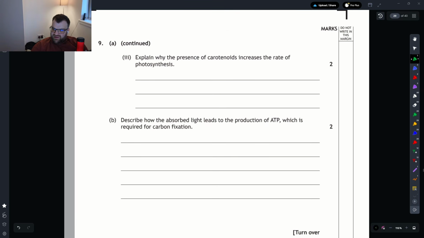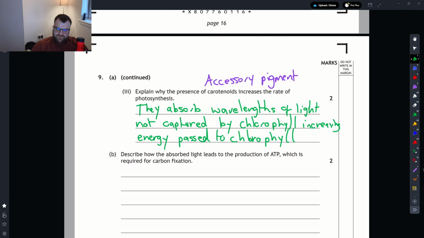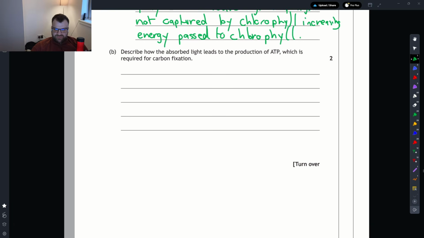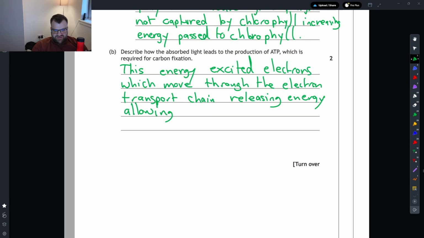Next one, we are asked what's the point, what's the use, why are carotenoids helpful? They are accessory pigments. This means the plant can absorb wavelengths of light that chlorophyll can't. So they pass that energy on to the chlorophyll to supplement the energy from the red and blue light that the chlorophyll did capture. How does that lead to production of ATP? This energy excites electrons, those move through the electron transport chain, releasing their energy. And then that allows ATP synthase to make ATP.